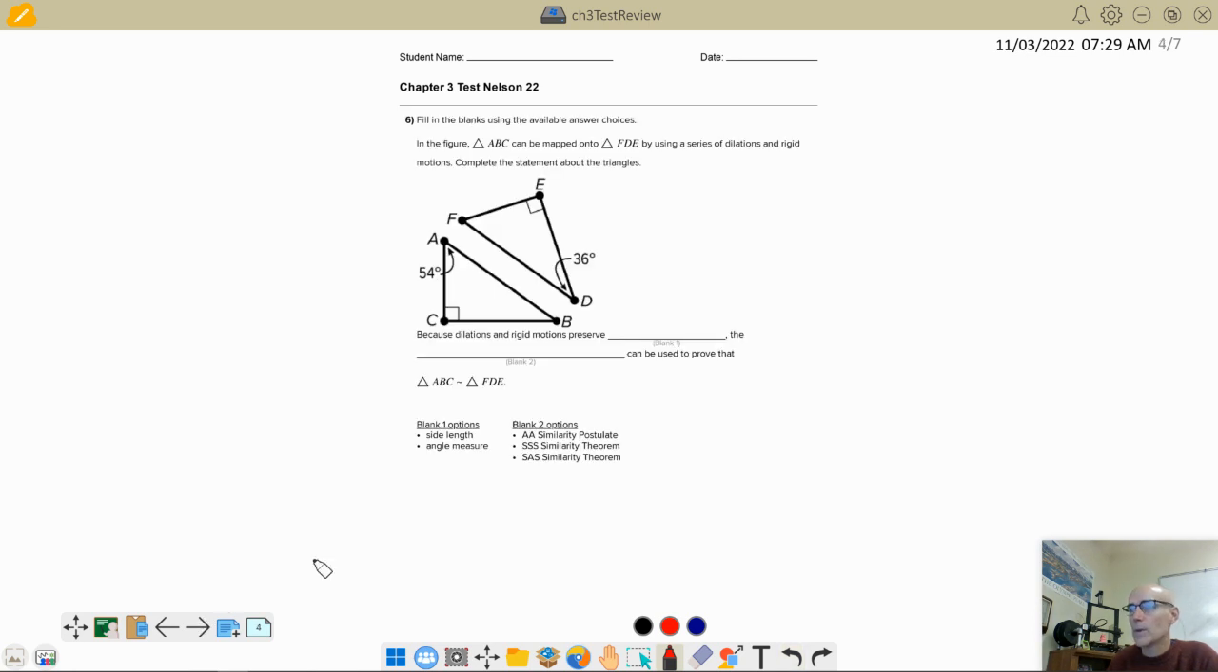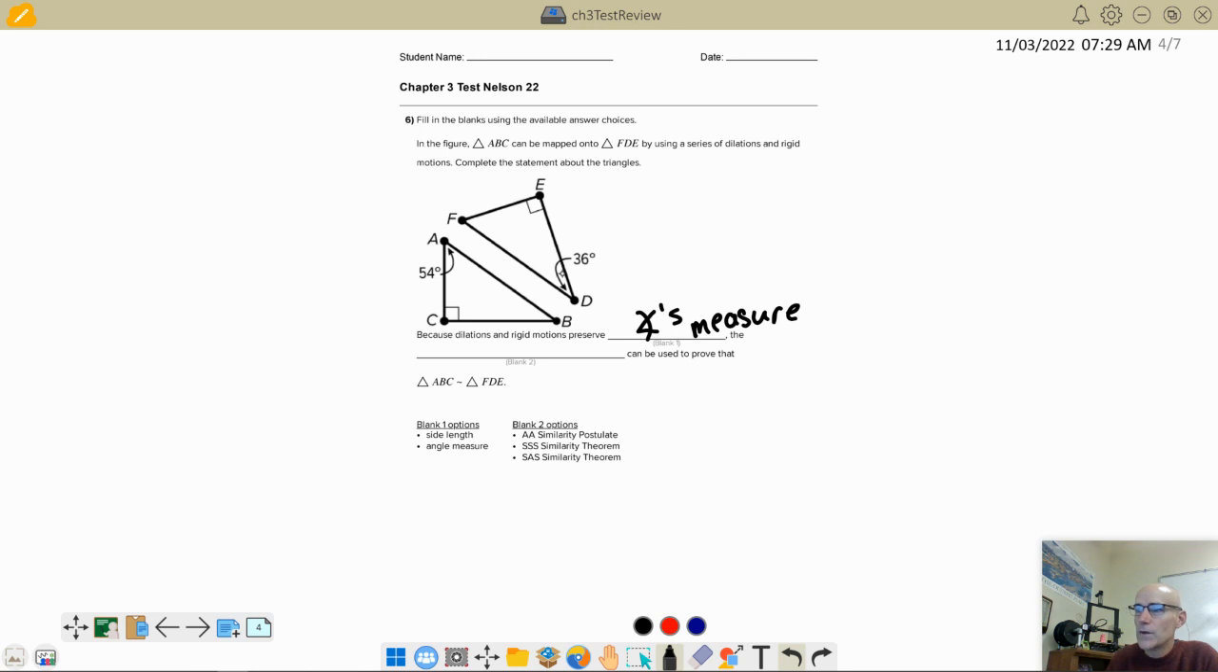Next group of problems. Fill in the blank. Because the dilation is a rigid motion, it preserves the angle measures. Okay, so angles. Let's see, angle measure I probably should put here. Okay. The blank can be used to prove that the triangles are similar.